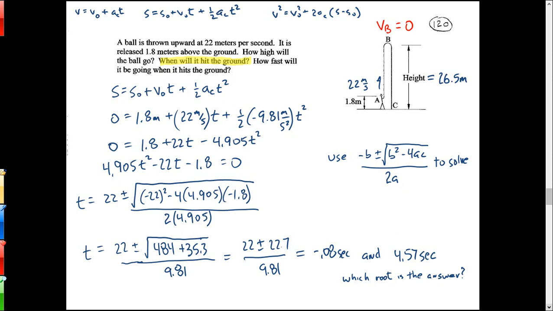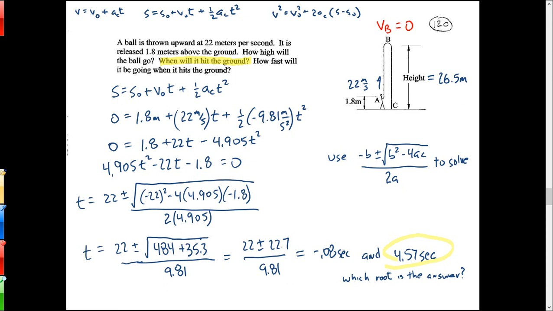Okay, so we're going to go S is S0 plus V0t plus 1/2 at squared. Plug everything in there. S is 0. S0 is 1.8 because the ball's released 1.8 meters above the ground. V0 is 22. A is negative 9.81. We can run through the numbers. You're going to have to use the quadratic equation and solve for t: negative 0.8 and 4.57. And you're going to use the positive result because we're not going to go back before time 0.